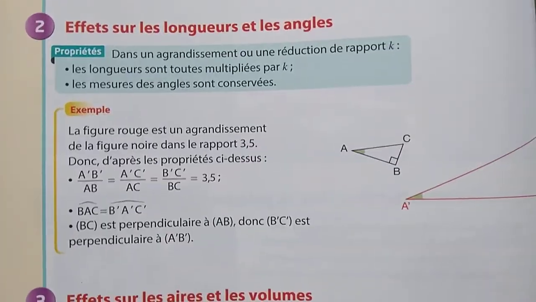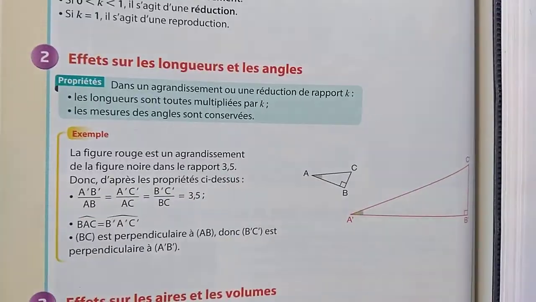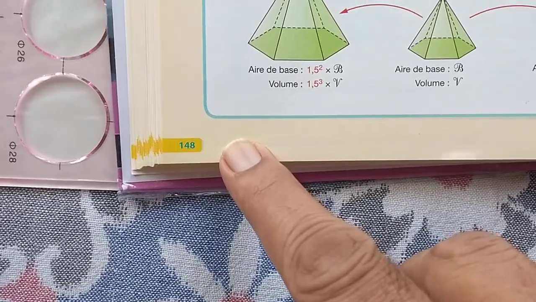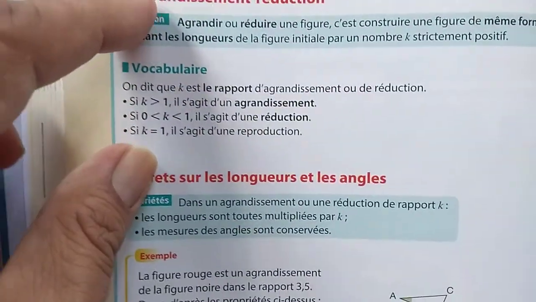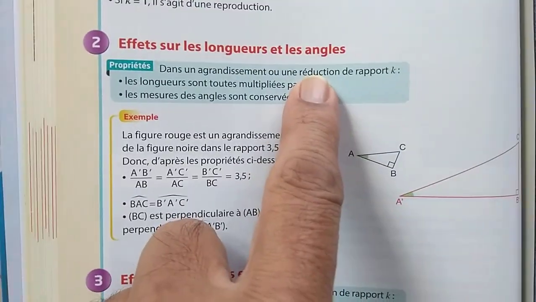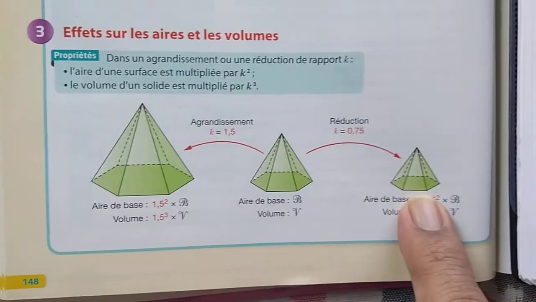Bonjour. So this will be the final video for this chapter. It is fairly short, as I told you in the very beginning, and we are on page 148 now. This is J'apprends le cours. We looked at agrandissement et réduction yesterday. Today we'll look at effet sur les longueurs et les angles, very short, and then effet sur les aires et les volumes, which is also a very short thing.